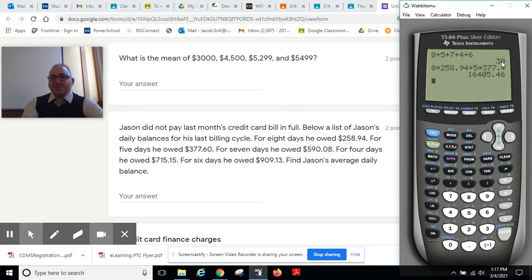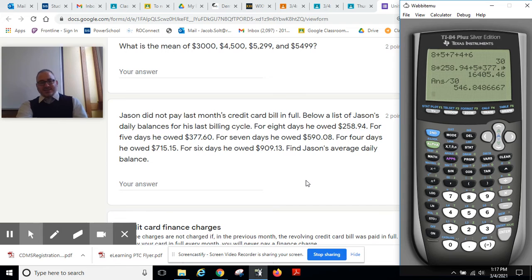I then need to divide this by 30. I need to divide the sum by 30, which is how many days are in my data set. There's 30 days in my data set. So this is my average, $546, and rounding to the nearest hundredths, 85 cents: $546.85. That is Jason's average daily balance.